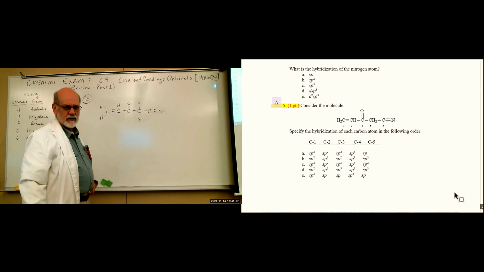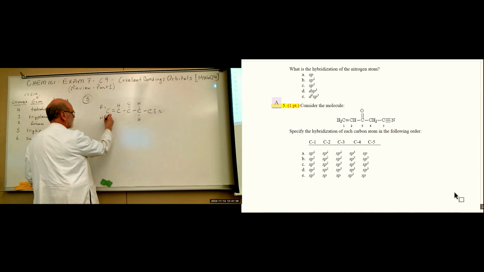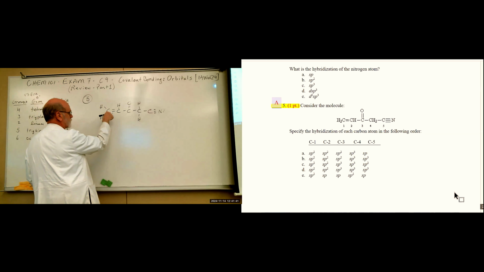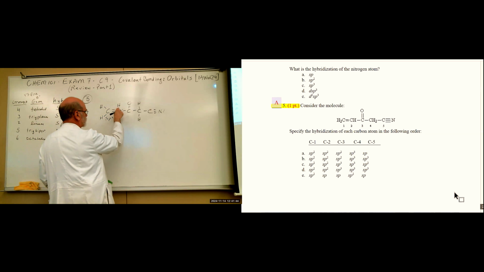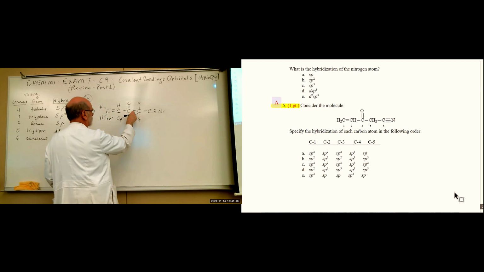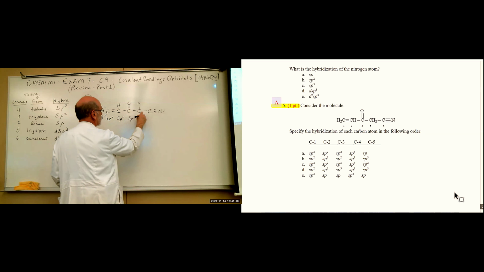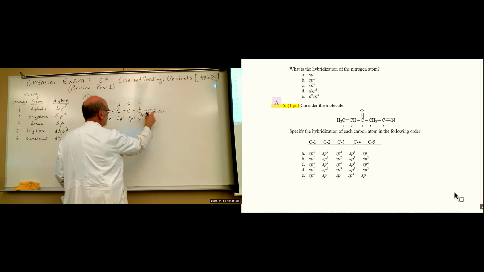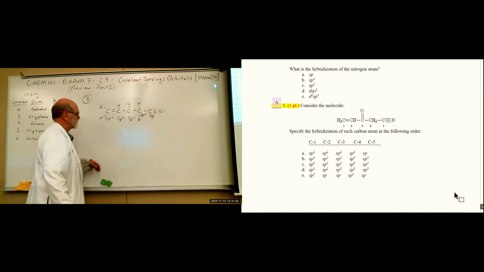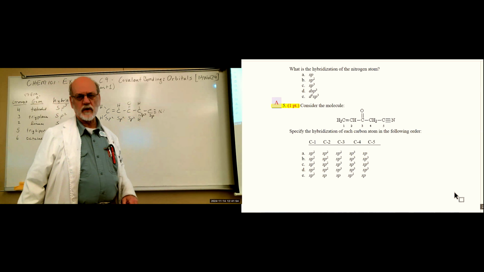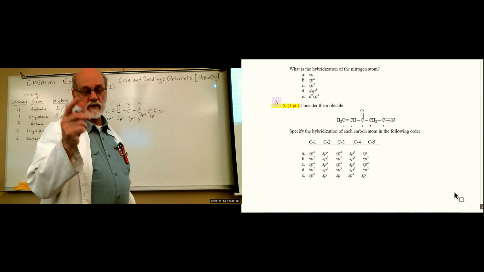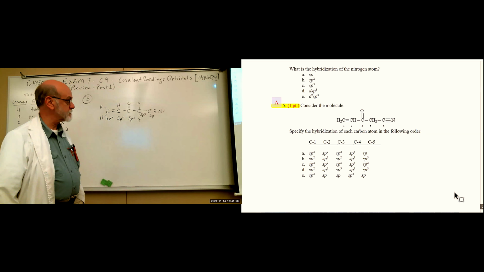So the hybridization here is sp2 because there are 3. We have 1, 2, 3 here, it's sp2. 1, 2, 3 there, sp2, sp3, and sp. So it's 2, 2, 2, 3, 1. 2, 2, 2, 3, 1 is A. Okay.